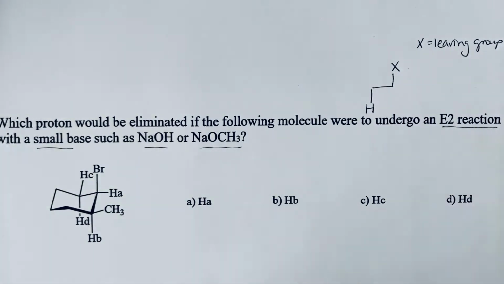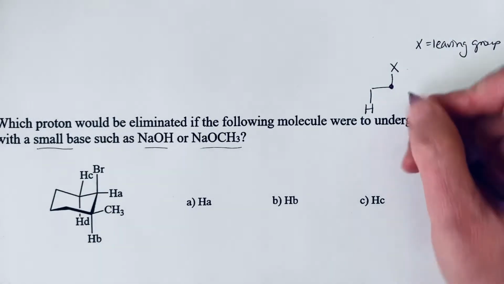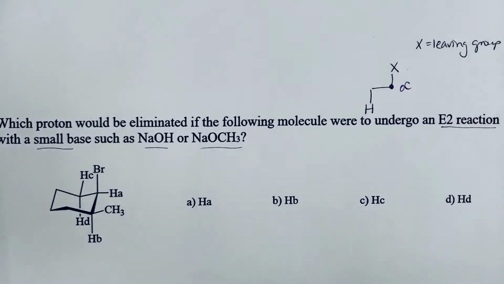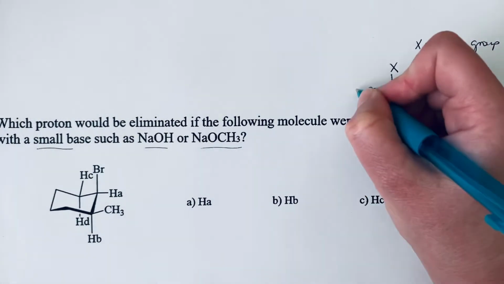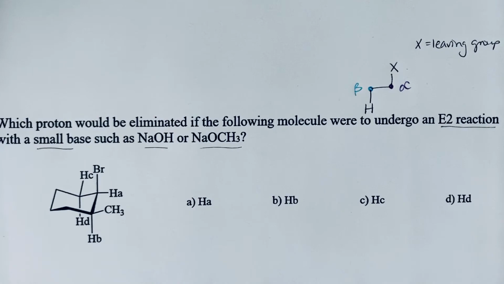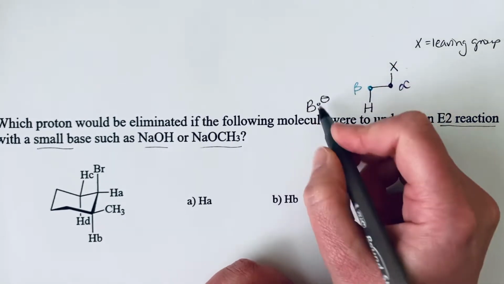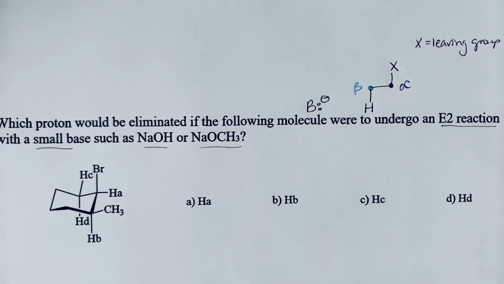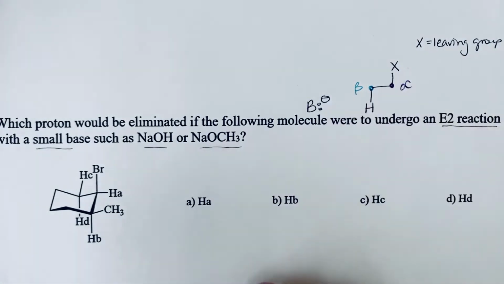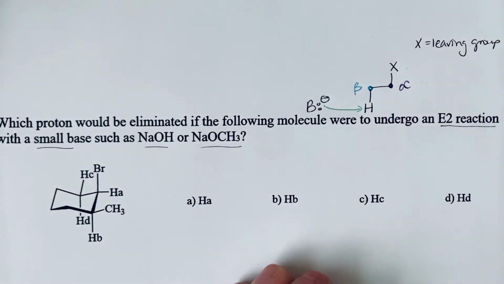So what happens in an E2 elimination? The carbon that the leaving group is attached to, we call the alpha carbon. The carbon adjacent to that, we call the beta carbon. What happens in an E2 reaction is you have a base. I'm just going to say B minus to represent any base. In this case, it would be hydroxide or methoxide. And that base is going to abstract a hydrogen from the beta carbon.